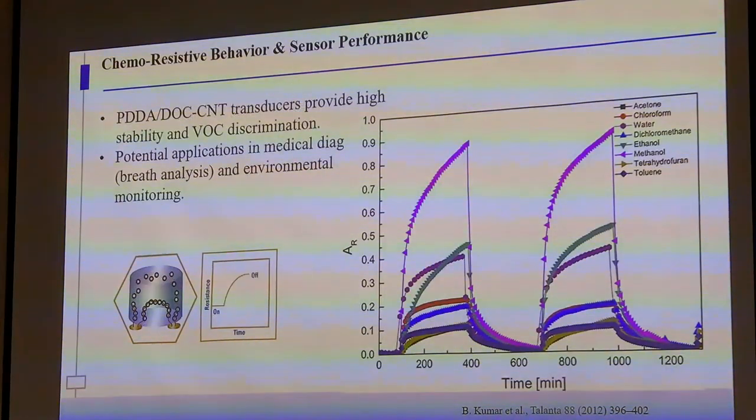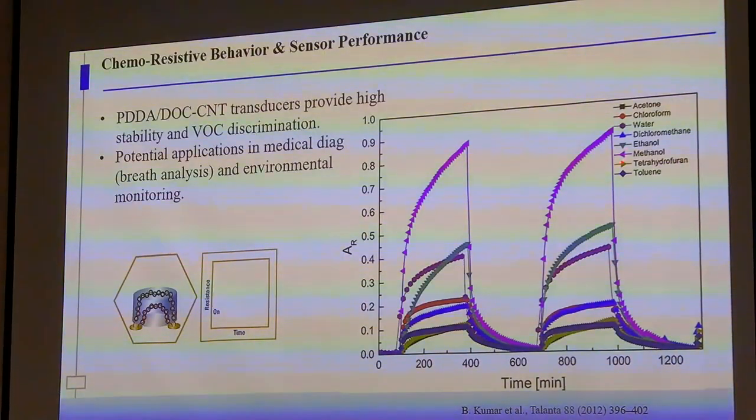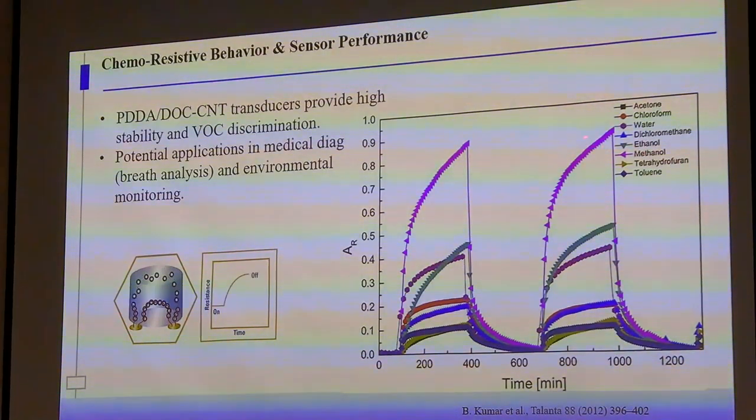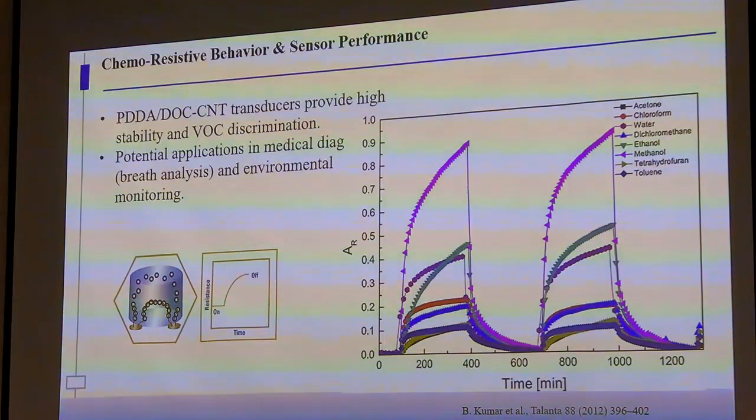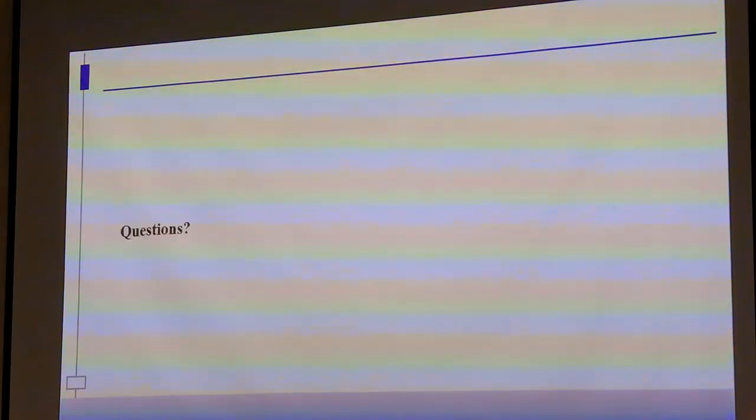And then we examined different volatile organic compounds. We are able to see a very selective pattern, with a very high response for dichloromethane. It's very hard to achieve a very good response for dichloromethane using standard polymer methods. But in this case, using those ionic compounds, you can have a very high sensitivity.